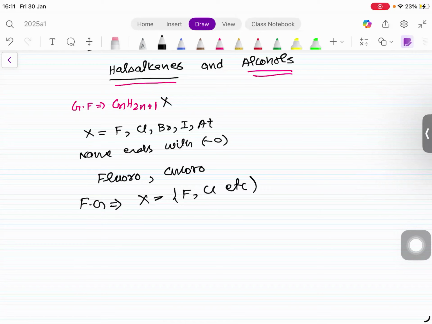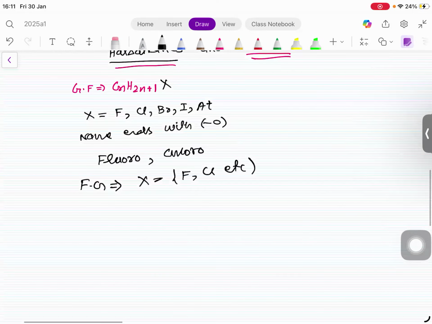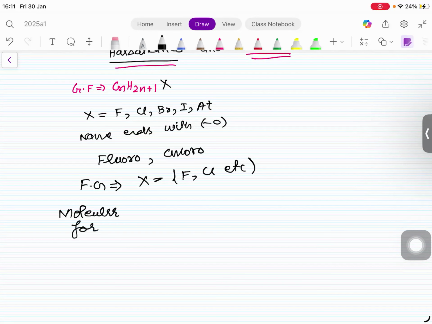So it's very clear that when you see an element other than carbon, hydrogen, or halogen, it's not a haloalkane. If you look at the molecular formula of the first member, it is CnH2n+1X. So what will be the formula? C1, H3, and Cl. I took chlorine. So this is the first member.